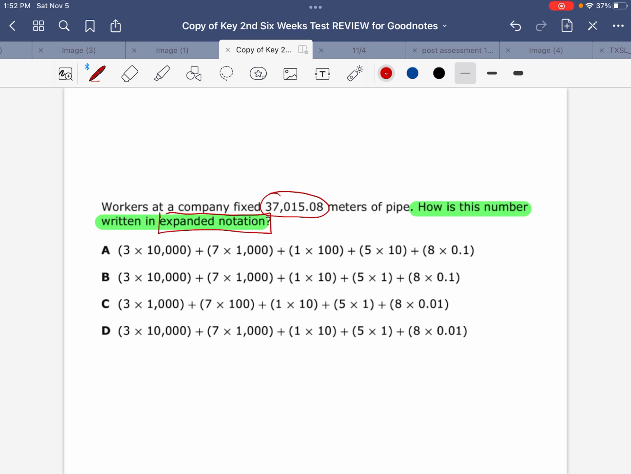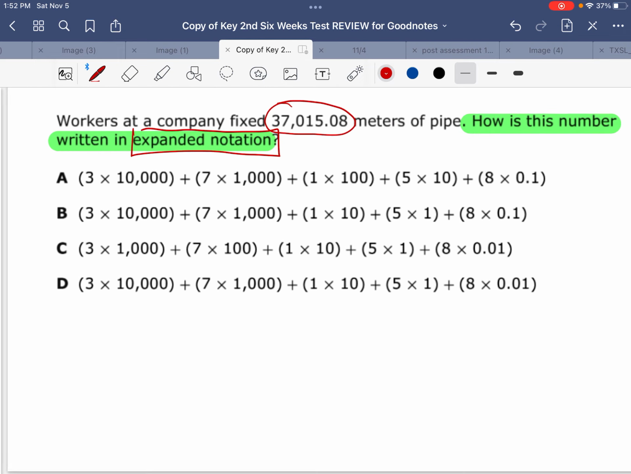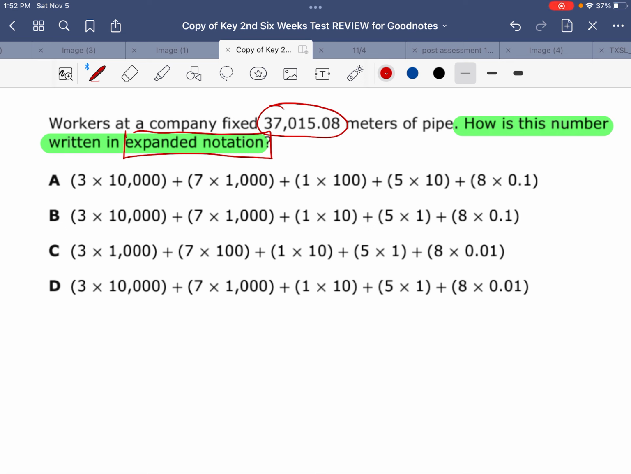Okay, so my strategy for this problem is I'm going to do what I call the pizza. But I'm only going to do it for the actual number, not the decimal. So I'm going to do 37,015. I'm going to save the decimal part at the end. So I'm just going to do the pizza for the number. When I do the pizza, I bring down each digit.